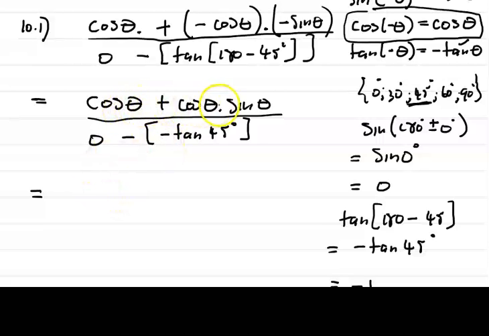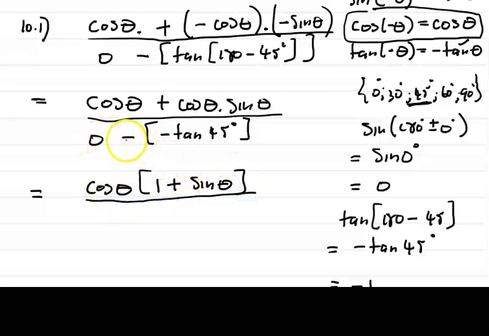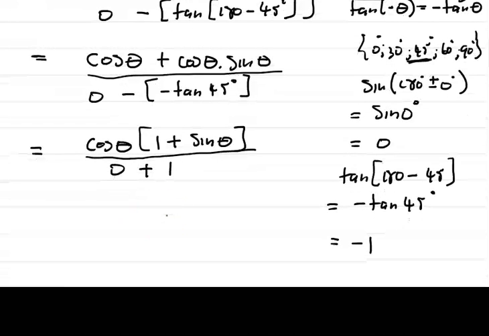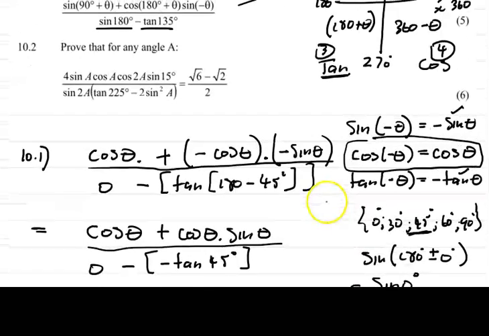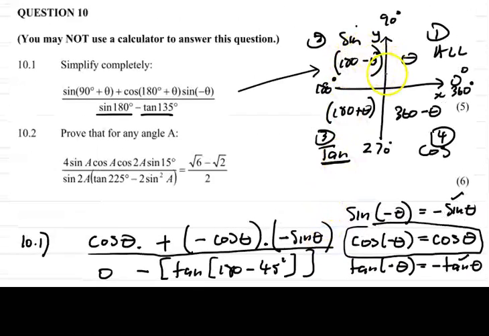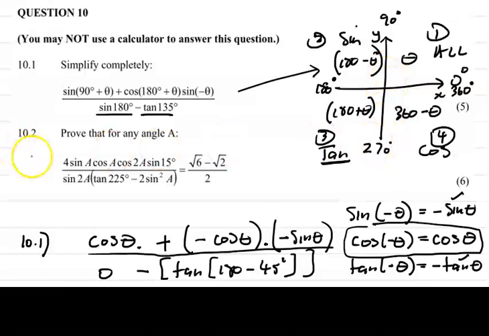So let's now simplify further. Let's remove cos of theta as a common factor, which will leave us 1 plus sine theta, all over 0 plus 1. Don't forget, minus times minus is plus. So the final answer will be cos theta into 1 plus sine theta. Make sure that you learn your theory, and it's all about learning the unit circle. Let's look at the second question.